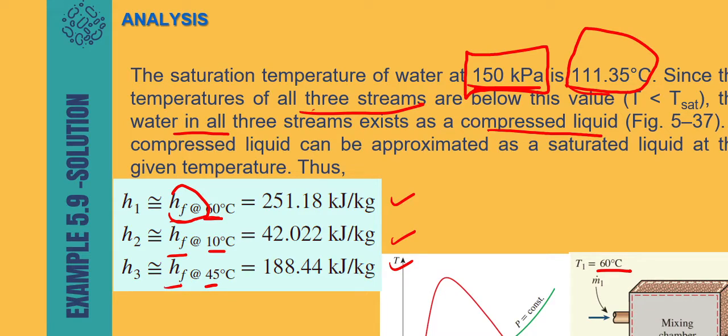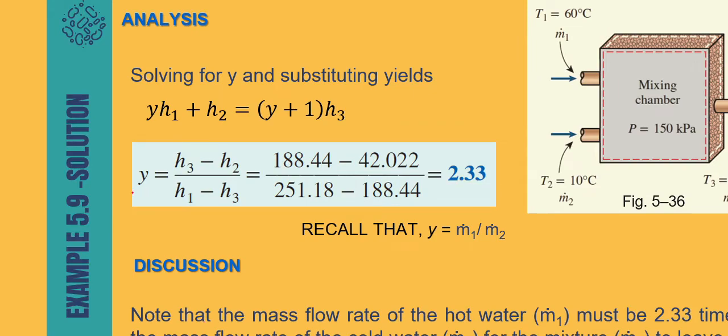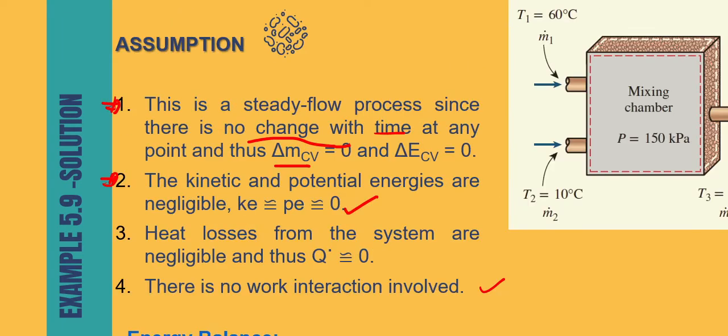Okay, and then what else? Now you have all the values of enthalpy, so you can find the ratio of hot water to cold water. It is equal to 2.33. Note that the mass flow rate of hot water must be 2.33 times the mass flow rate of cold water for the mixture M3 to leave at 45. So we have solved the problem.